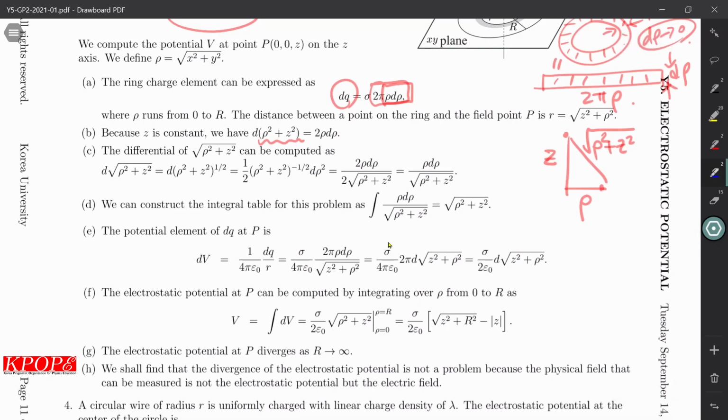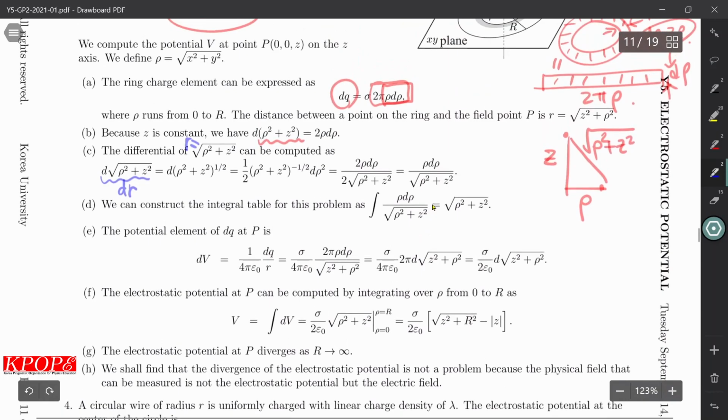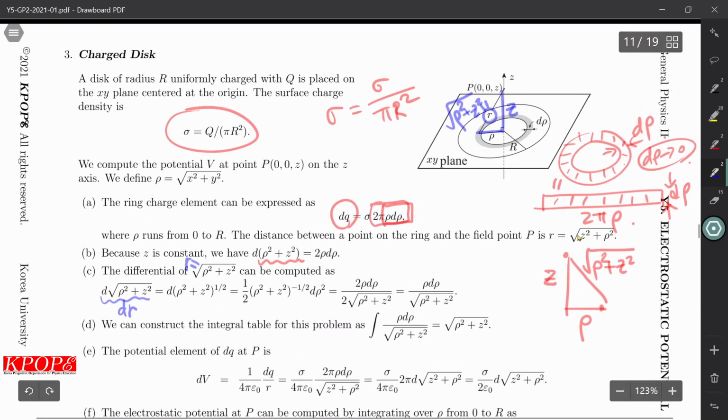So you can follow this. So this is the R. This is R. Right? And again, the potential is evaluated by dq over R integral. And this is R. Right? So we have Z squared dq, and dq is like that.